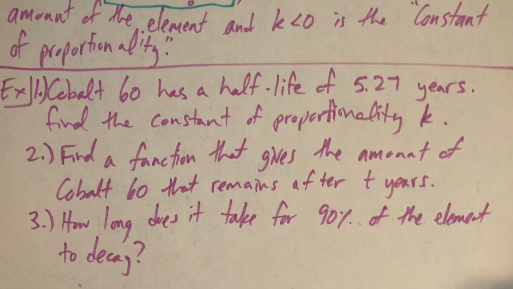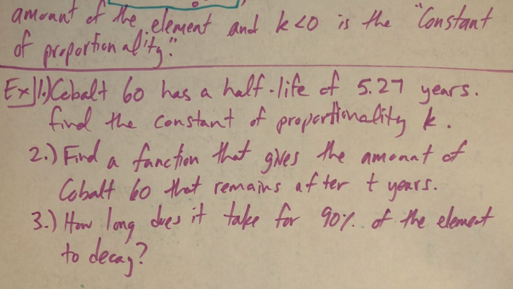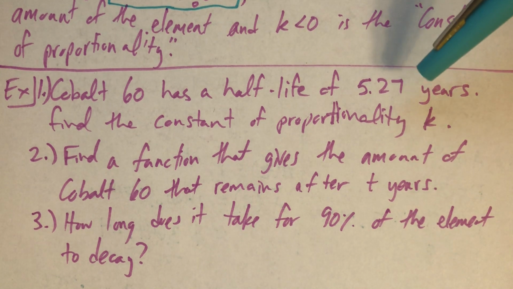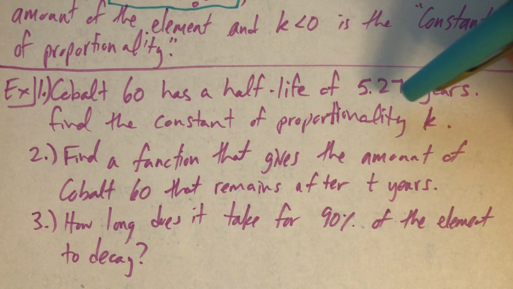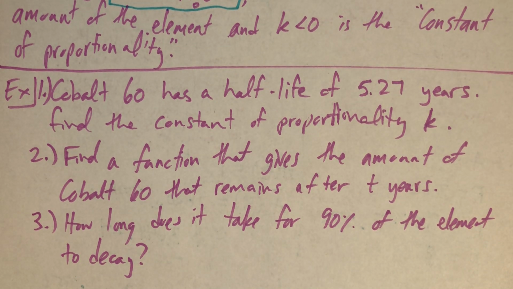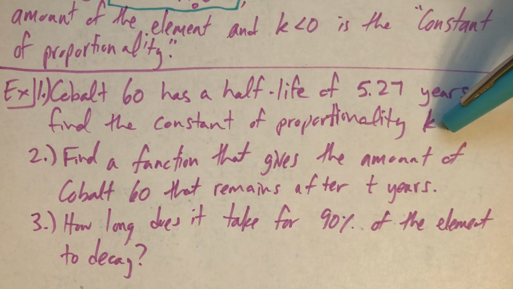So we've got cobalt-60 has a half-life of 5.27 years. So what this means is that if I have a certain amount of this element, cobalt-60, and I wait for 5.27 years, half of it will have decayed. So I will only have half of the amount that I started with after 5.27 years, right? Okay, so we want to find the constant of proportionality K.